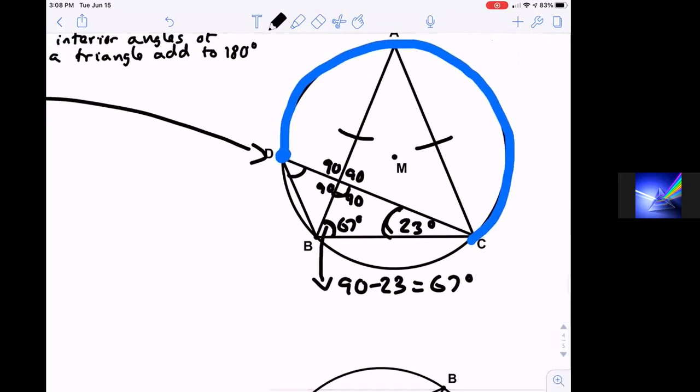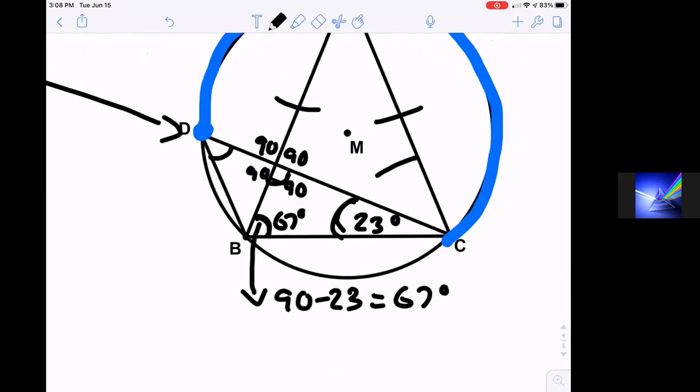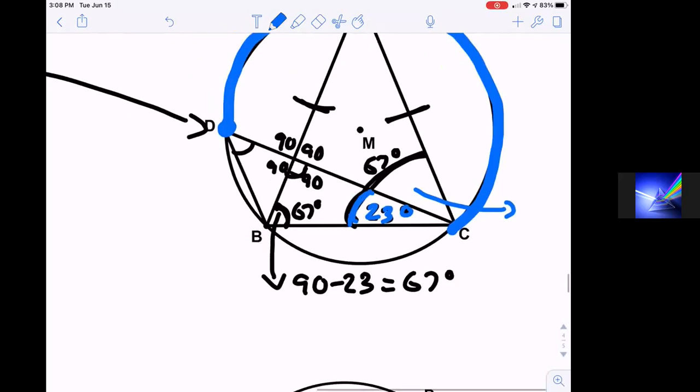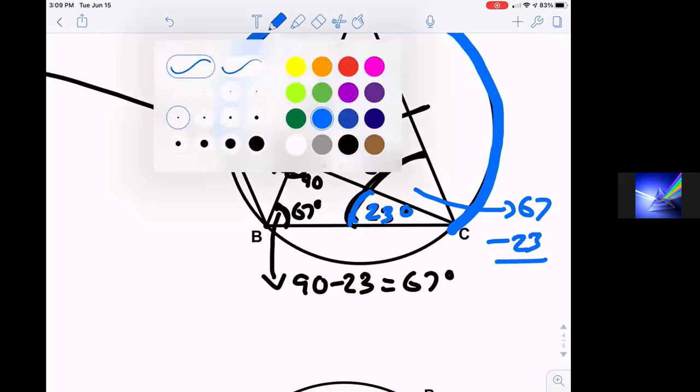Now, if this, guys, is 67, then this whole angle is also supposed to be 67 because they're isosceles, remember? Two equal sides, two equal angles. But here's the thing. We already know that part of that is 23 degrees. So this other angle here would be 67 minus 23, which is 44.